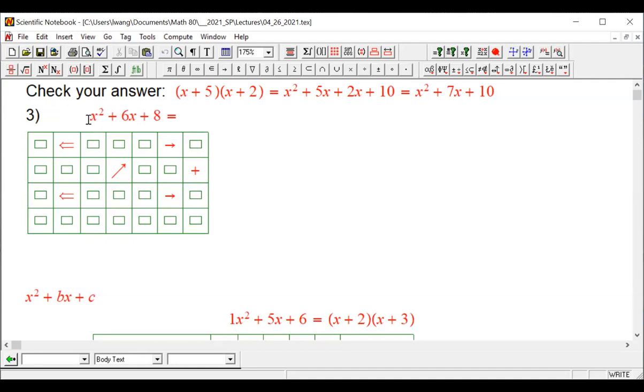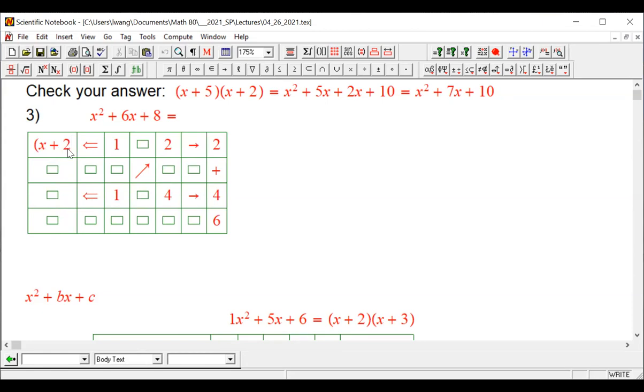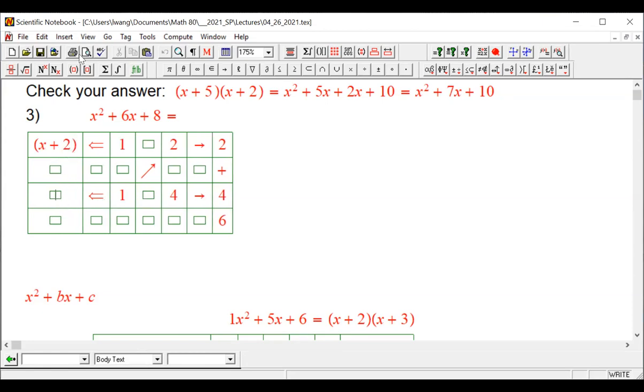Okay, so 1 is equal to 1 times 1. 8 is equal to 2 times 4. Okay, so 1 times 2 is 2. 1 times 4 is 4. 2 plus 4 is 6. 6 matches the 6 here perfectly. So we got our factors, which is x plus 2, and the other factor will be x plus 4. Maybe because this is too easy, isn't it? So we got the factors x plus 2 times x plus 4.